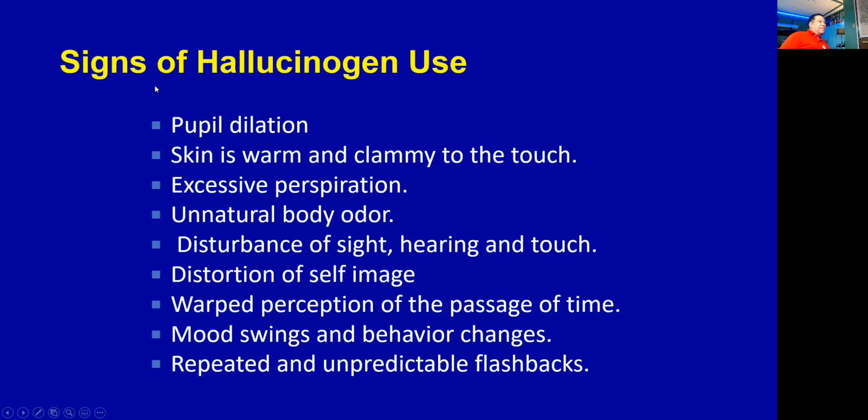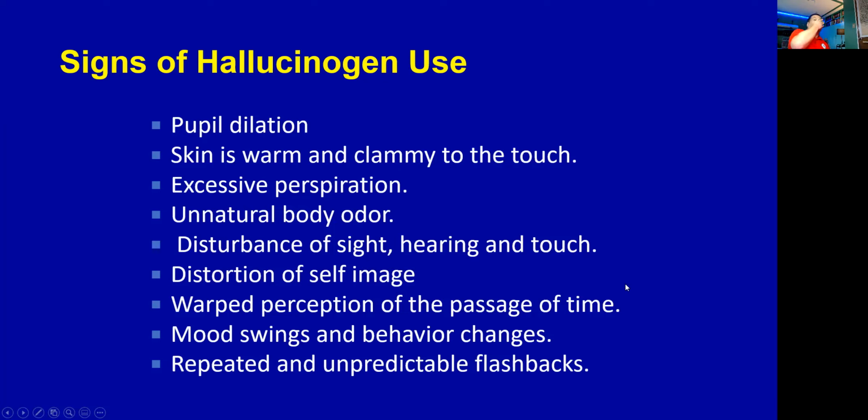How can you tell if somebody's on a hallucinogen trip? Oh, this one. Dilated pupils. Let's see. Skin is warm and clammy to the touch, excessive perspiration, unnatural body odor, disturbance of sight, hearing, and touch, distortion of self-image, warped perception.